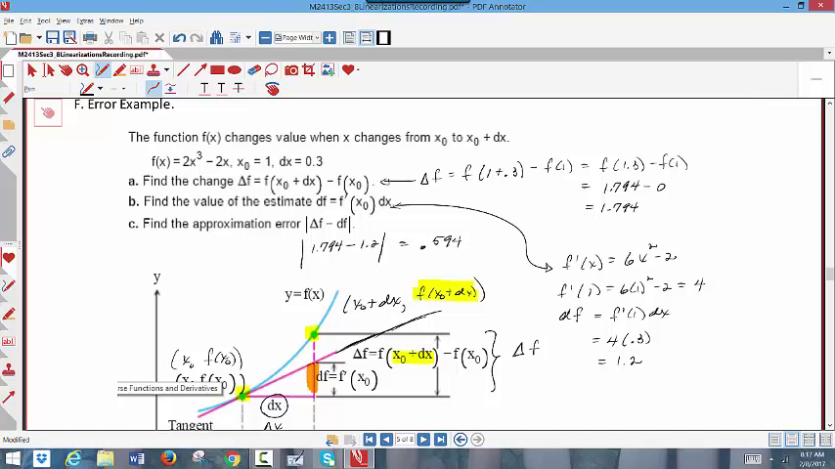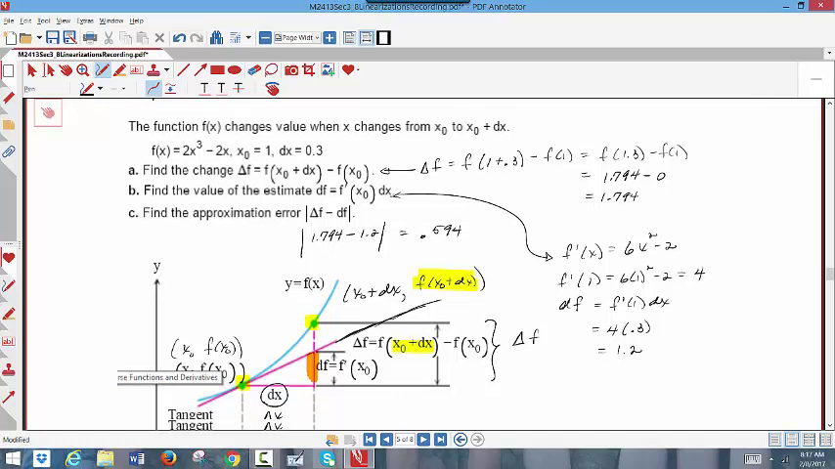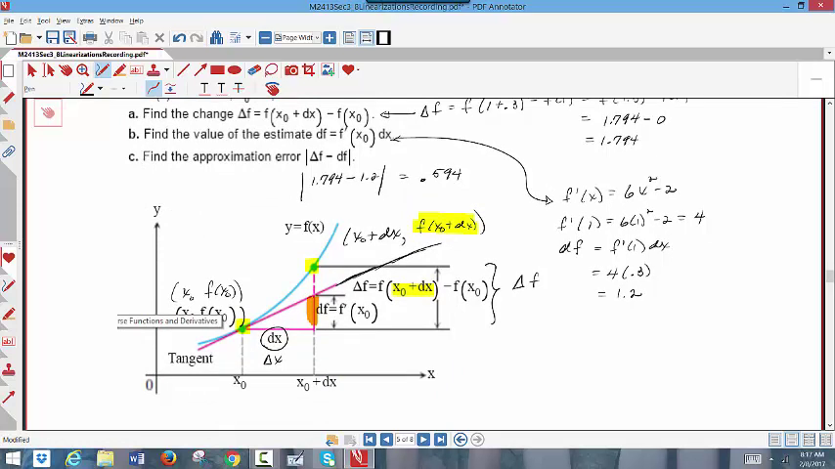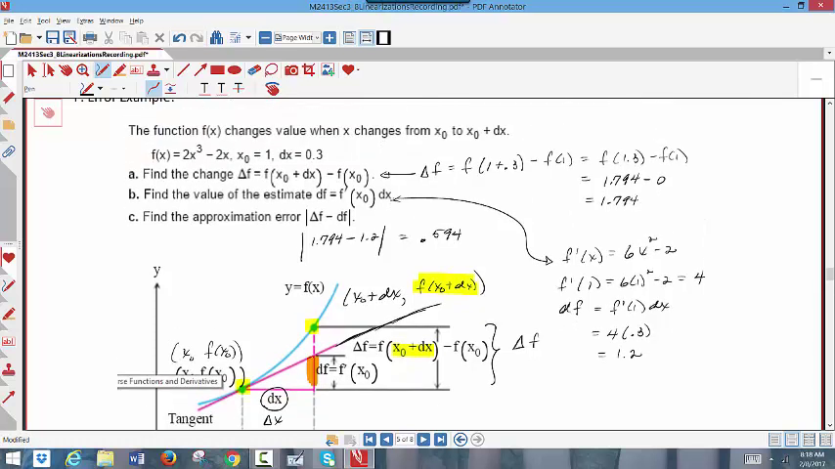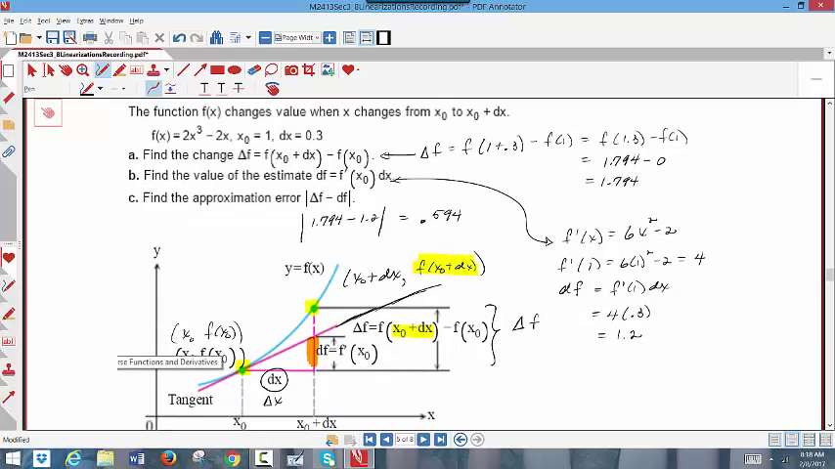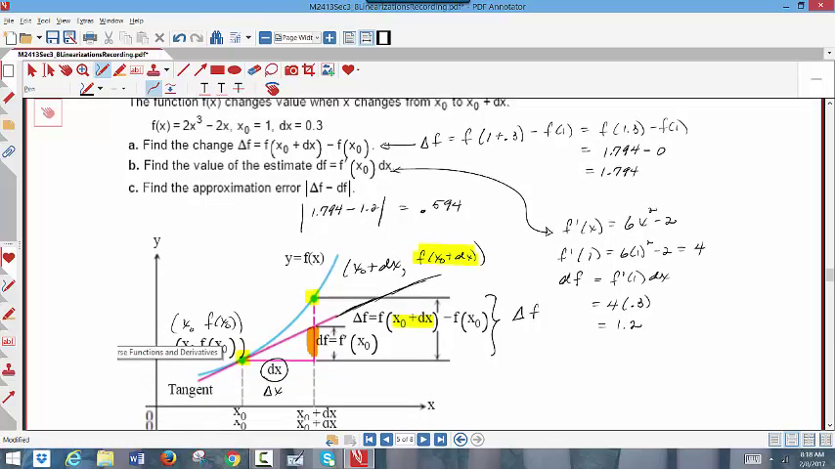That's my error amount. That explains how the further away you get from your original x value where you created your tangent line, your linearization, the further away you get from that x value, and in this case you chose to be 0.3 away when your dx was selected as 0.3, the greater the error will be. And that's how you can calculate the error.